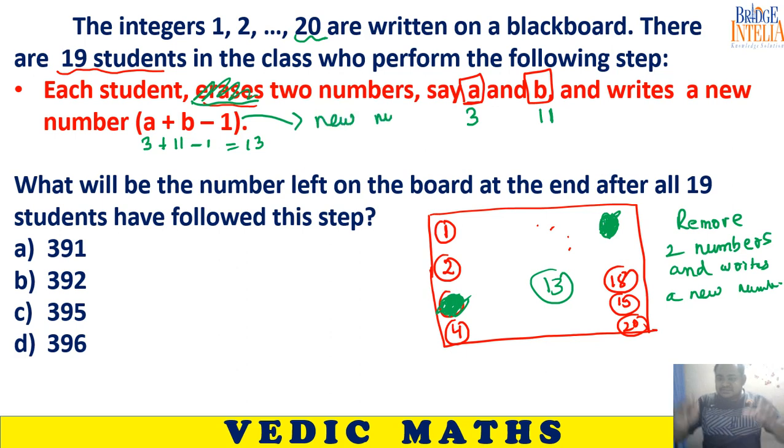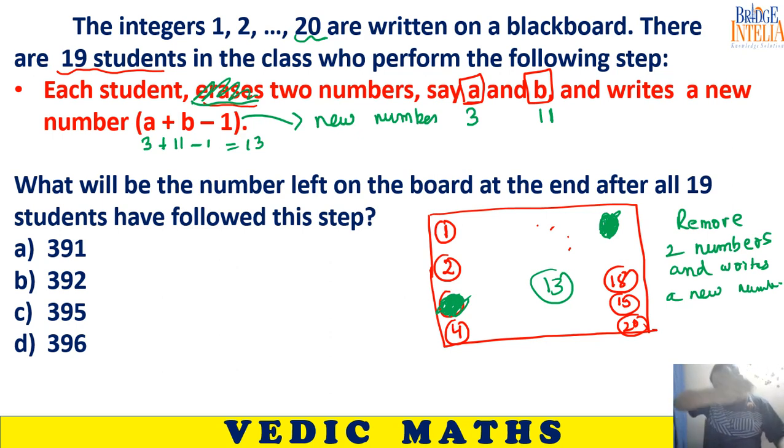So when he went to the blackboard, there are 20 numbers. First student, he selects any two numbers and deletes them. So two numbers are deleted, and 18 numbers are now there on the blackboard. But the first student has also to write a new number, as per the rule. So as soon as he writes a new number, there are 19 numbers on the blackboard.